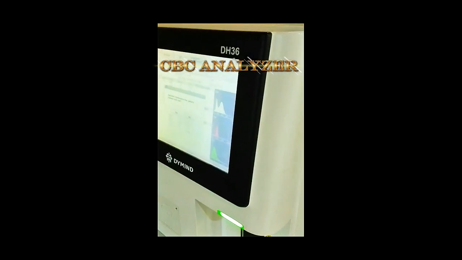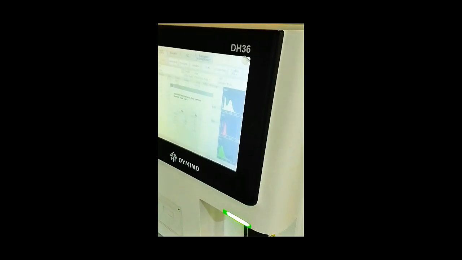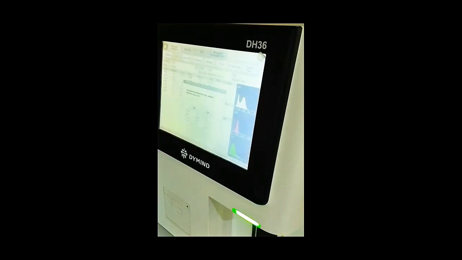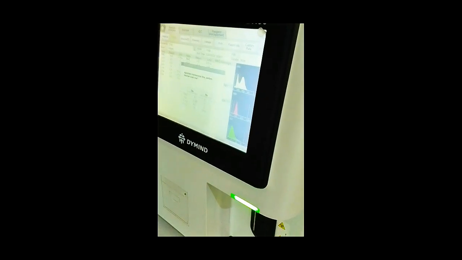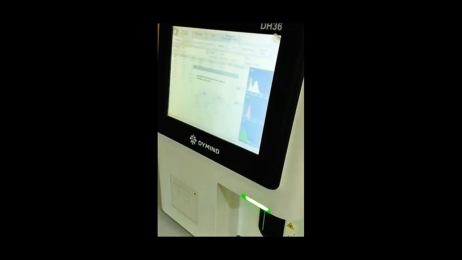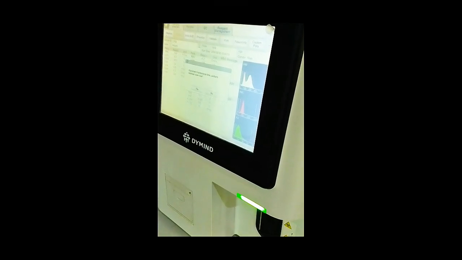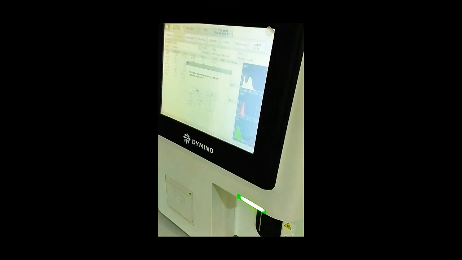3. CBC Hematology Analyzer. The CBC Hematology Analyzer is used to perform a complete blood count, CBC, test quickly and accurately. It measures different components of blood and provides important information about a patient's health. First, it is used to count red blood cells, RBCs, which helps in diagnosing and monitoring anemia, polycythemia, and other blood disorders.